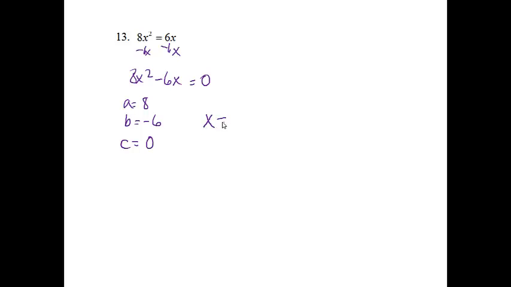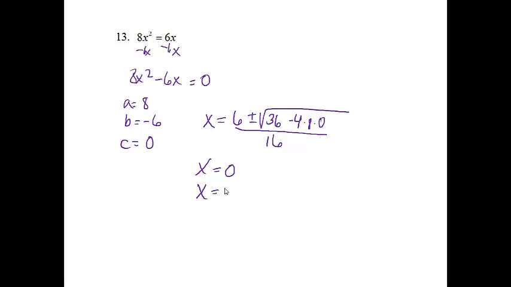So I'm going to have x equals opposite B. The opposite of negative 6 is 6, plus or minus square root B squared. Negative 6 squared is 36, minus 4 times 8 times 0, all over 2A, all over 2 times 8, which is 16. And then from here, if I figure that out, one of my answers is going to end up being 0, and then the other answer is going to end up being 0.75.